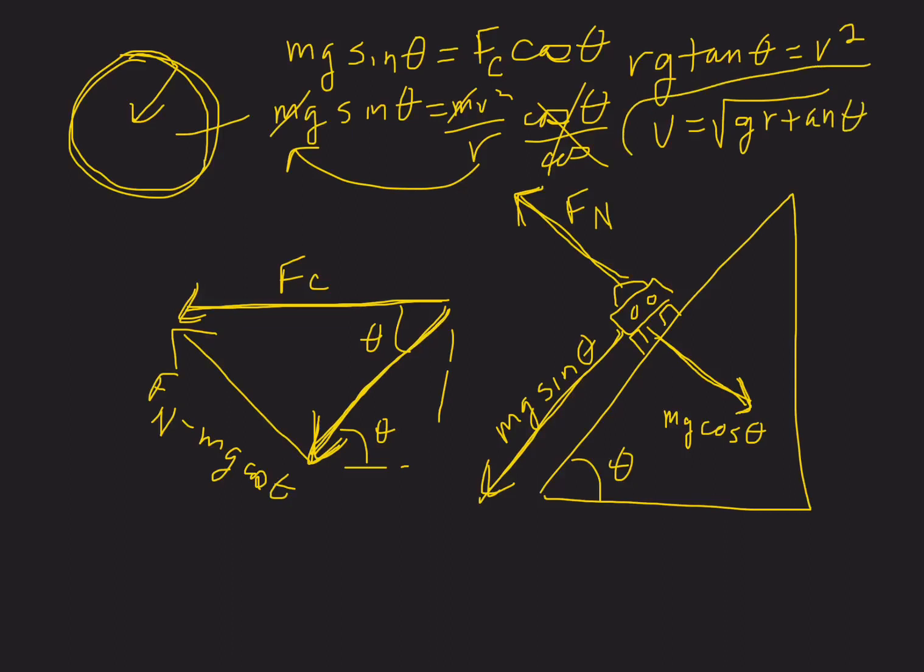So this is the critical velocity for a car to go around a banked ramp, a banked turn, if there's no friction at all. If there's no friction at all, it's the square root of g r tangent of the angle. So that's the critical velocity equation for no friction around a banked turn. And we'll just leave that one at that.